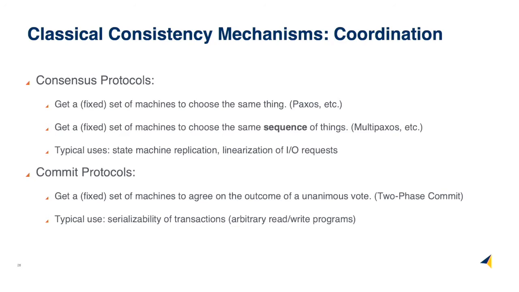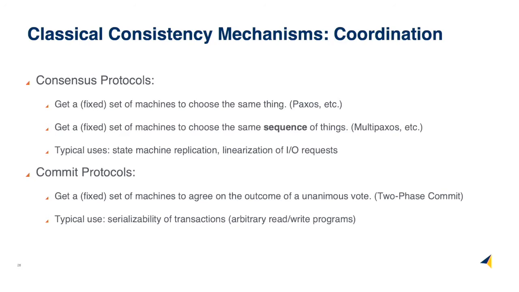The other piece of this is commit protocols, which grew out of more of a database community. And the idea here is to simply get a fixed set of machines to agree on the outcome of a unanimous vote. So where Lamport and company are worried about state machines, database folks are worried about batch transactions, right? And the idea is that I want my transaction to all happen, and for all nodes to agree that it happened, or to not happen at all.